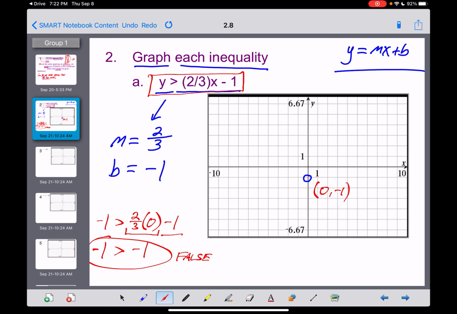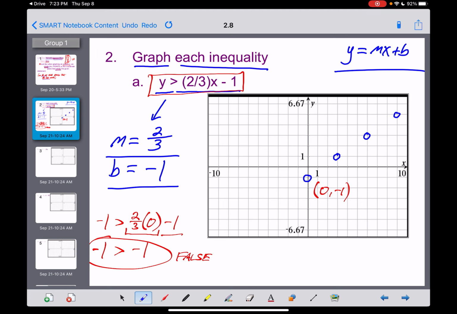So for that reason, because that point doesn't work, I'm going to leave that dot open. But it's still important. It's a boundary. It's on the border between the region here that works and the region that doesn't. So we used our y-intercept. Now I'm going to use my slope of 2/3, just like I did with an equation. Up 2 and right 3, open dot, because guess why? This point won't work either. Up 2, right 3, open dot.